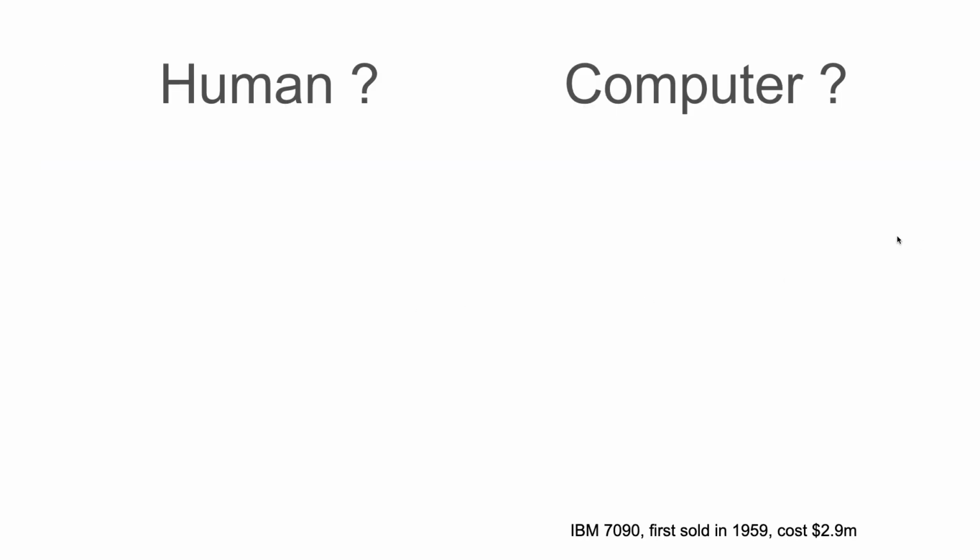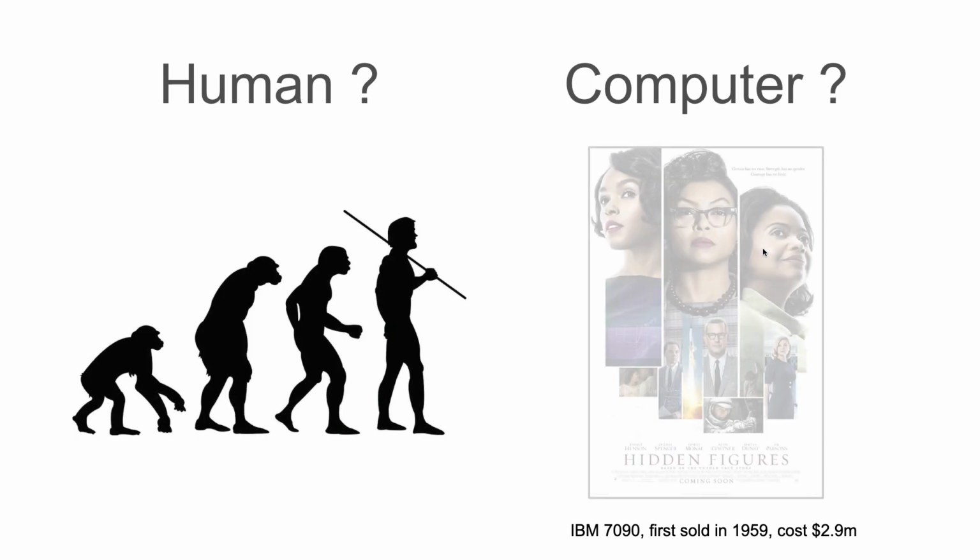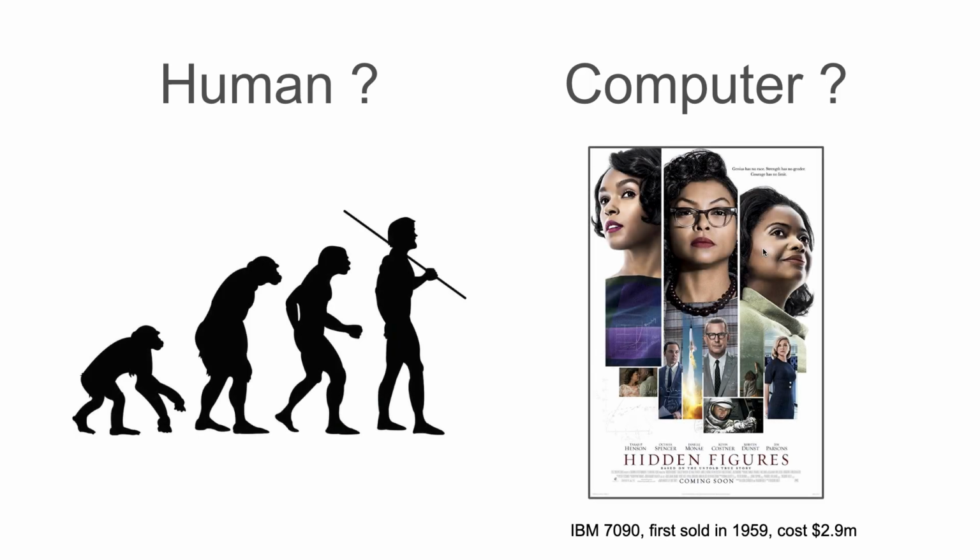So what do we mean when we talk about a human and we talk about a computer? For a long time, humans were known as computers. In the early days of computers, what you had was effectively very large calculators that were operated by people, typically women. And so you had things like the early IBMs from the late 50s, early 60s. They cost millions of dollars.